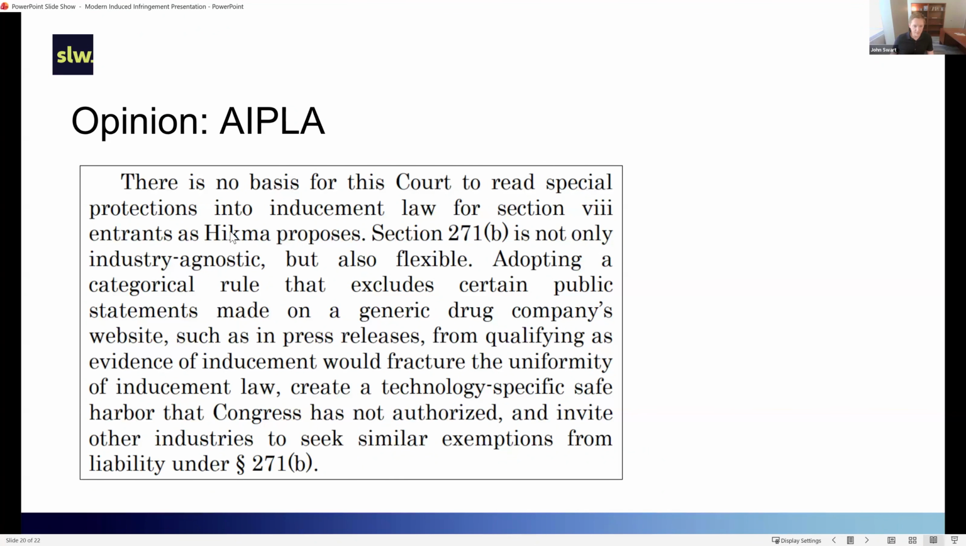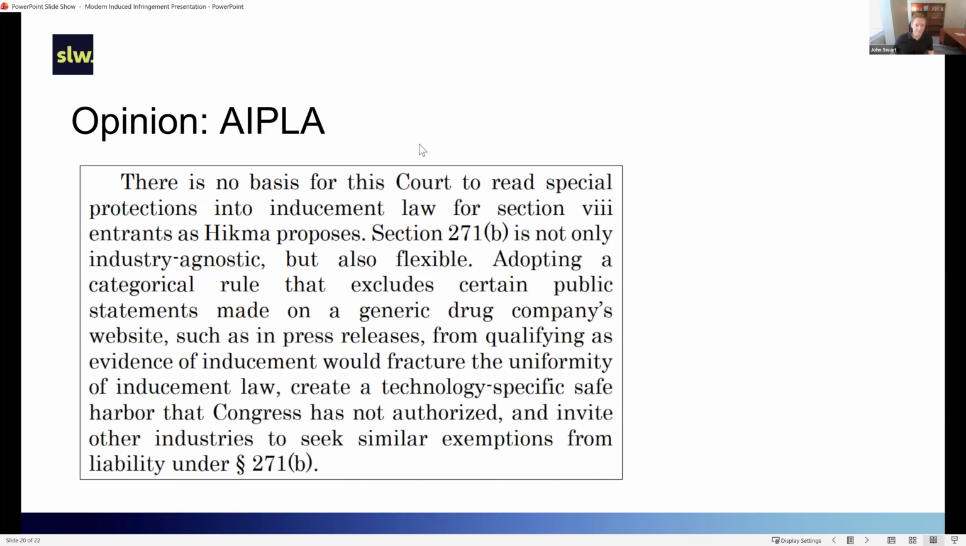So they're pushing back on the generic manufacturer here. Section 271(b), which provides induced infringement, is not only industry agnostic, but it's also flexible. Adopting a categorical rule that excludes certain public statements made on a generic drug company's website, marketing materials, what have you, from qualifying as evidence of inducement would fracture the uniformity of inducement law and create a technology-specific safe harbor that Congress has not authorized.